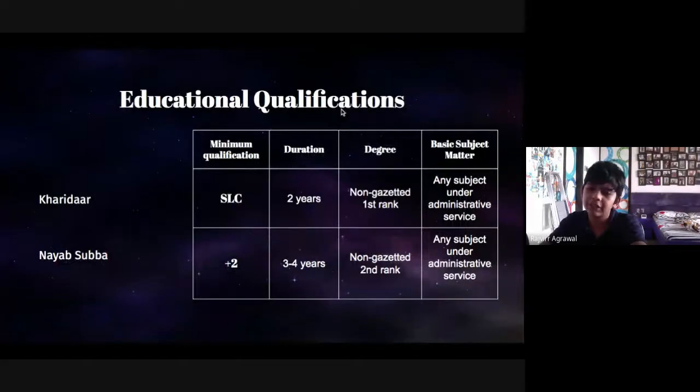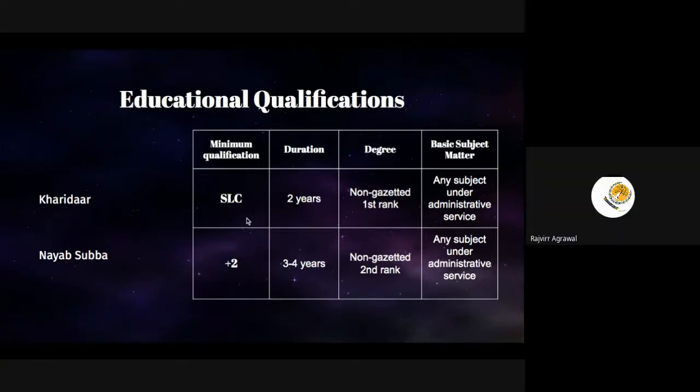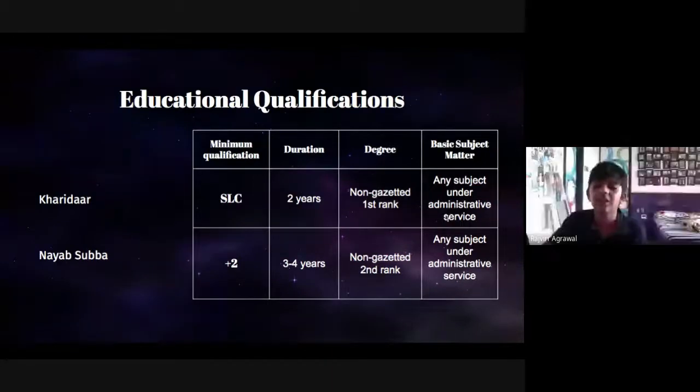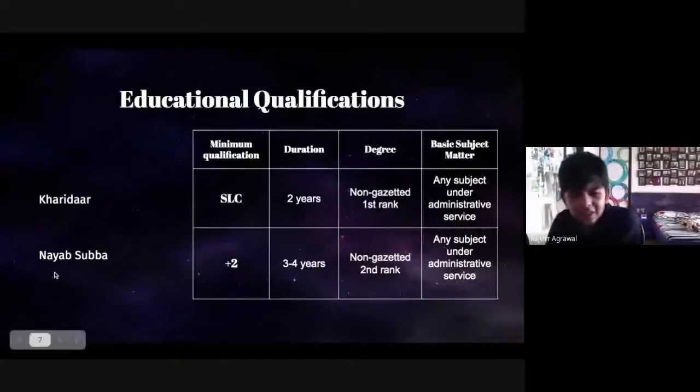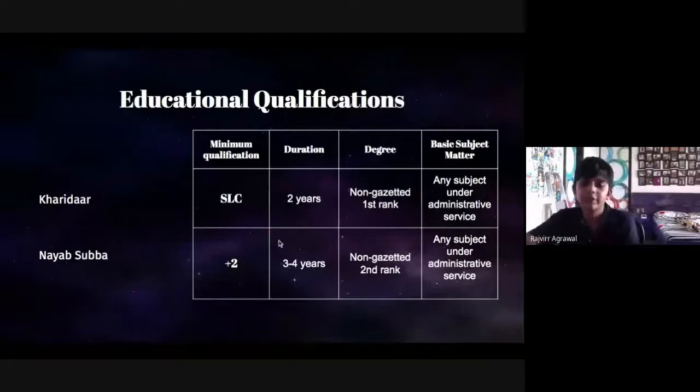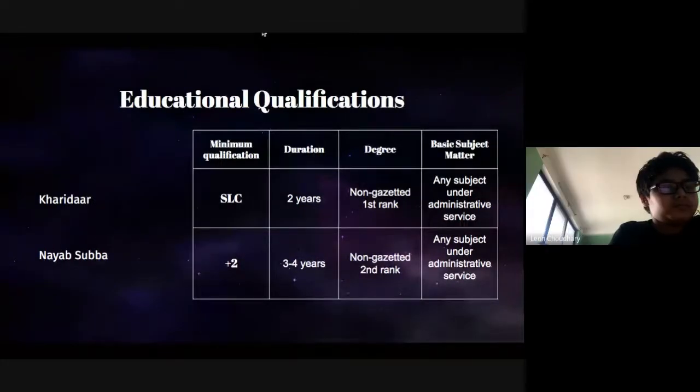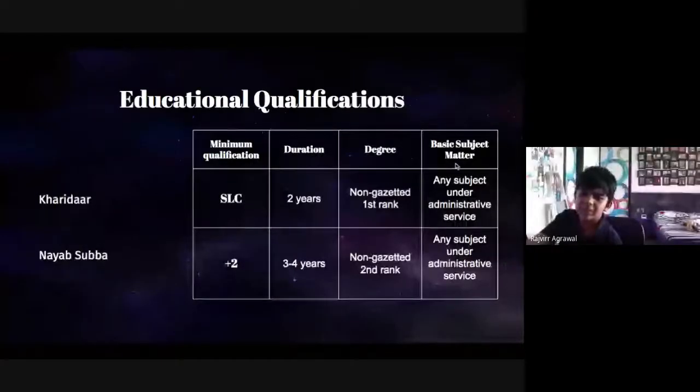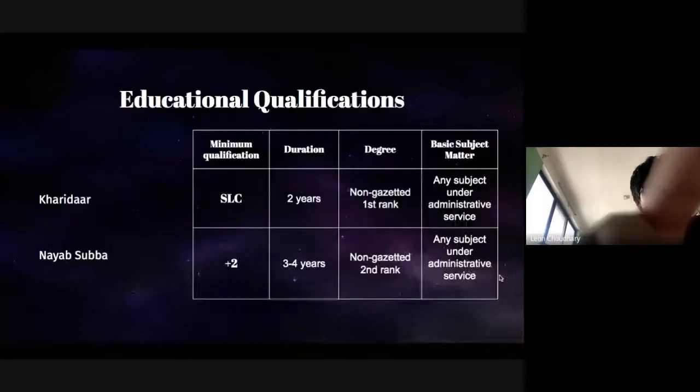Educational qualification required. Kharidar, they are called. The minimum qualification they need to have is an SLC. Their job duration is 2 years. They need a degree of non-gazetted first rank, and their basic subject matter is any subject under administrative service. Nayab Subba, minimum qualification, +2 board needs to be passed. Duration varies from 3 to 4 years. The degree required is non-gazetted. And basic subject matter, administrative service.